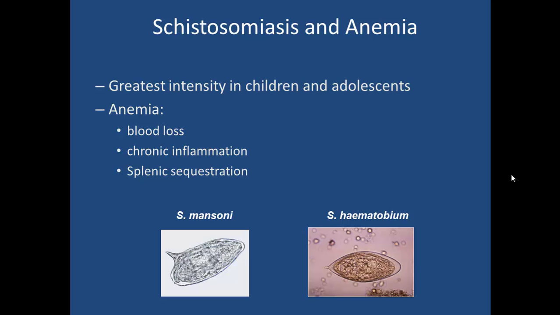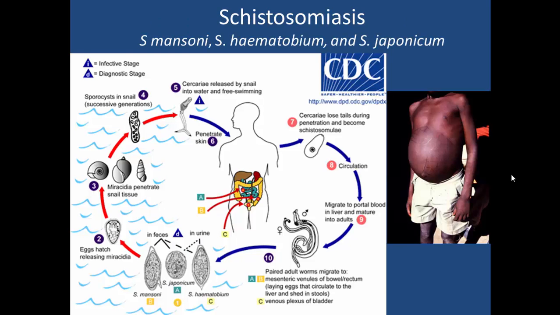There are actually three major types of schistosomiasis. I'm only going to focus on two: Schistosoma mansoni and Schistosoma haematobium. The mansoni version will affect the liver, and the haematobium version will affect the blood more.